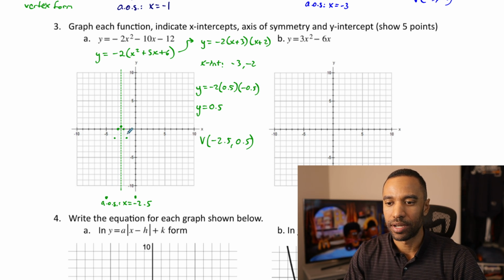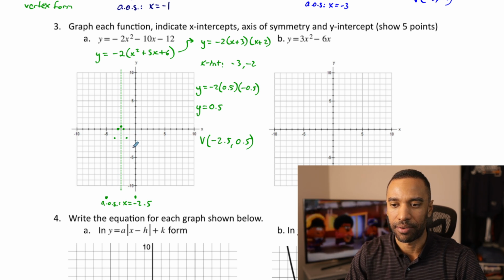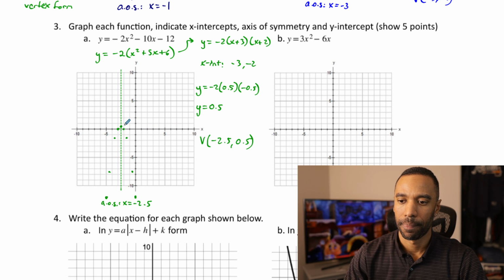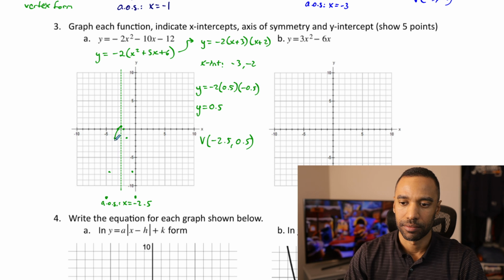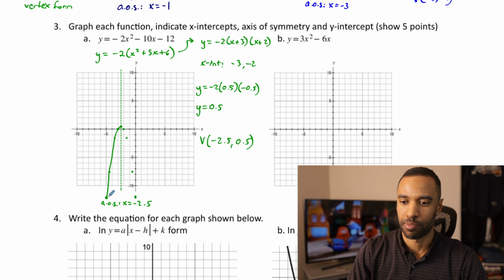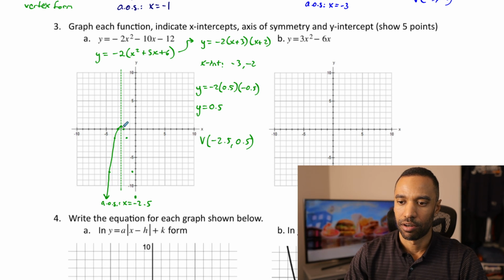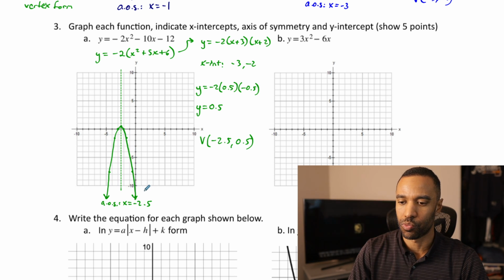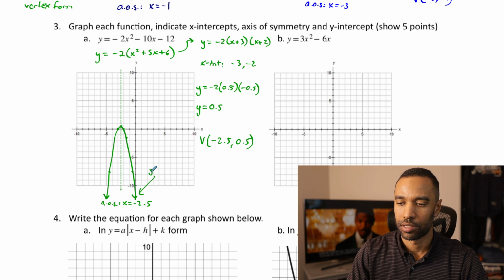So let's keep going. Over 1, down 2. Over 2, I should be able to go down 8. Down 8 right here, like that, because we're doubling 4. And so I think that's going to be enough points that I can fit. I think I've had enough. And there is my downward curve on this guy. Right there, hitting the y-intercept as well. Y-intercept of -12.